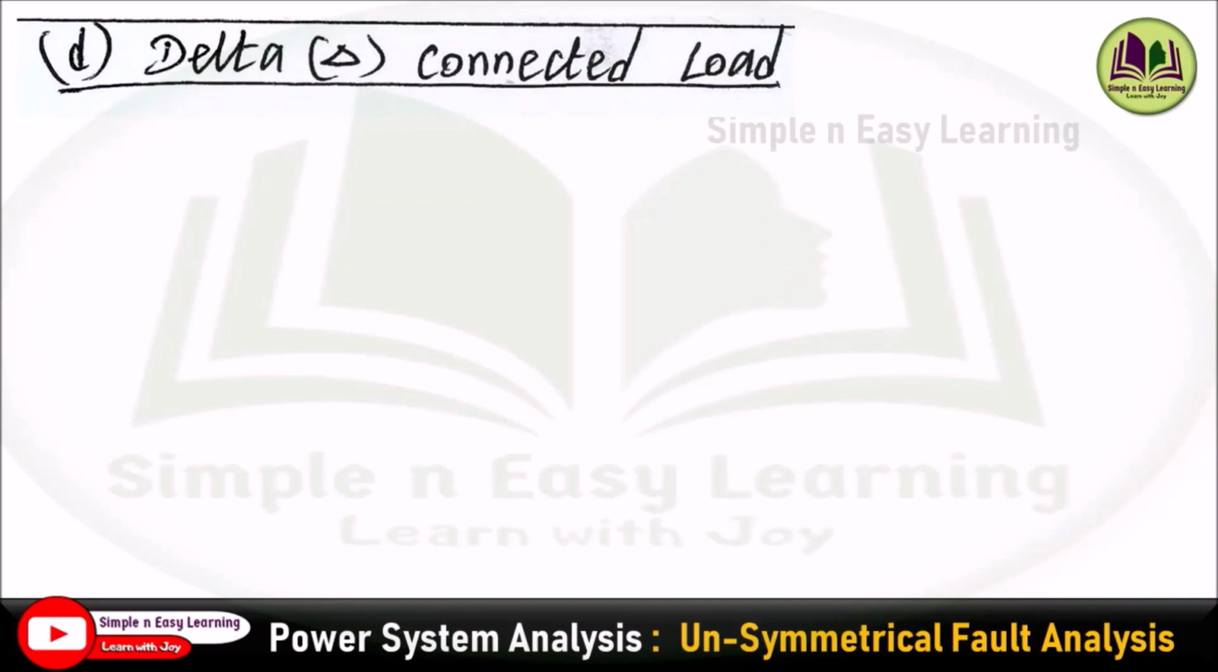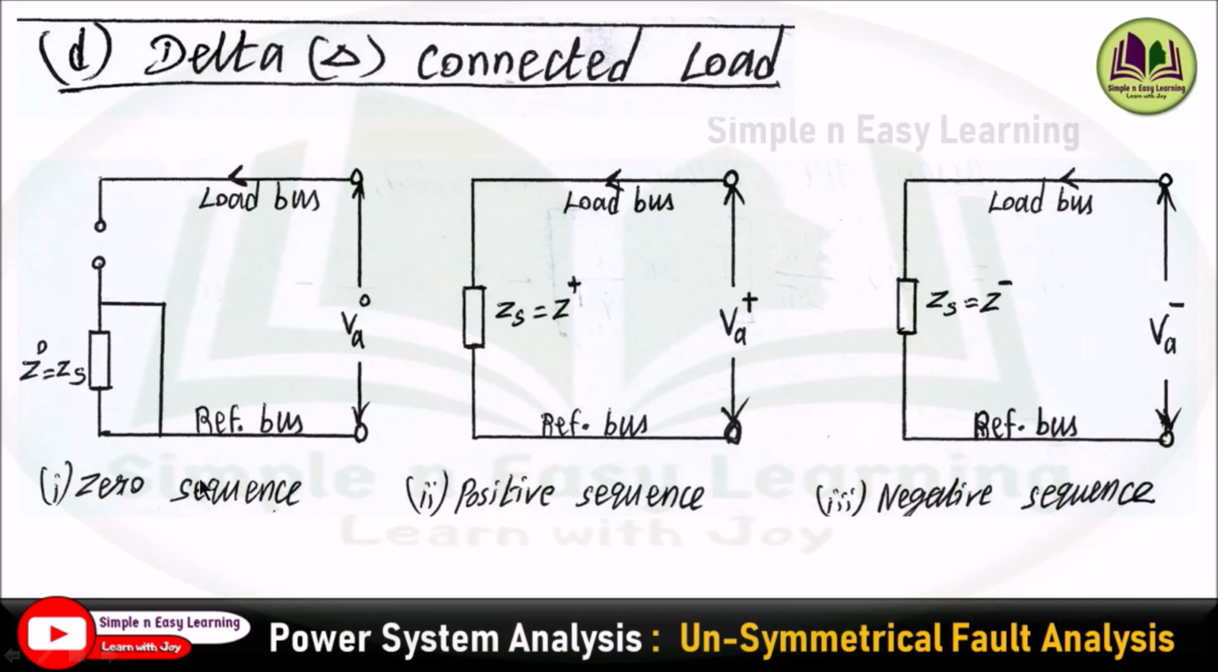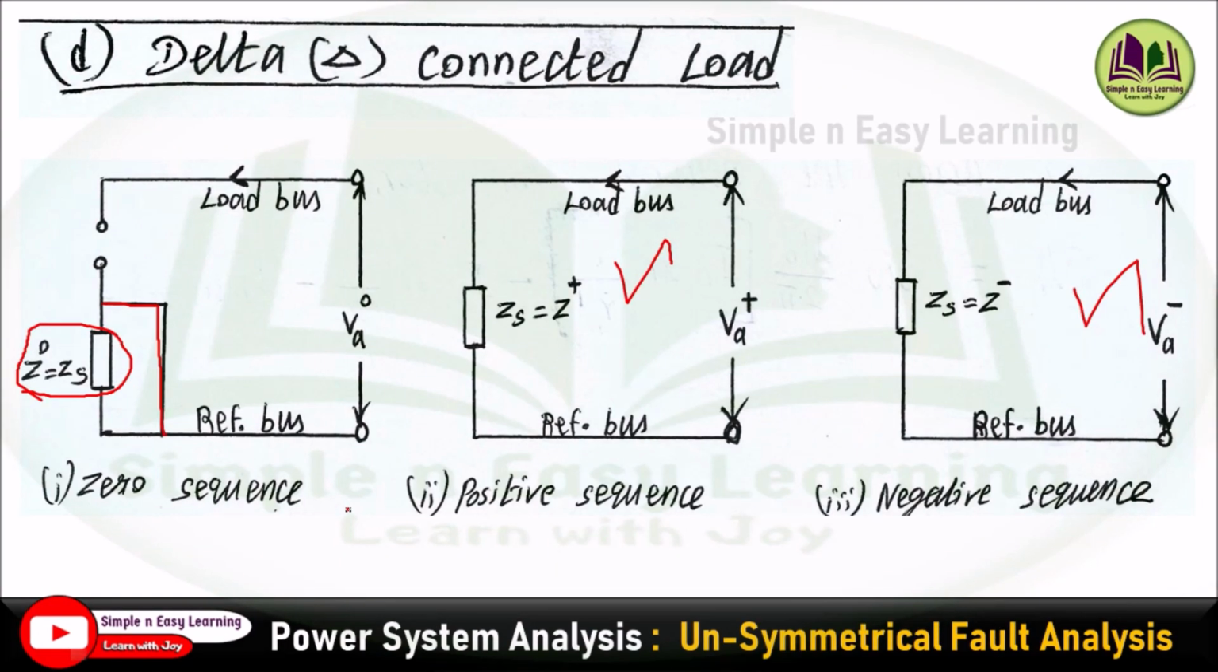Next, the sequence network of a delta connected load. Here the zero sequence network can be represented like this. The sequence impedance will be represented as Z0 and the current flows around this loop, that is IAB0. Current IAB0 is flowing in this loop, and there is no zero sequence current flowing in this path, since it is a delta connected load, so it is open circuited. The positive sequence and negative sequence networks remain the same as the previous case. These are the sequence impedance and sequence network of a three-phase load.